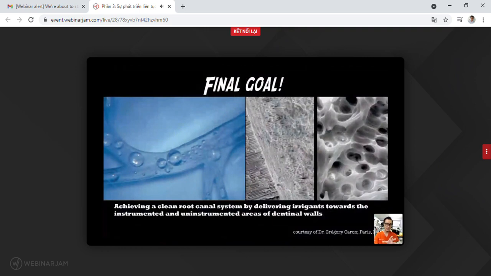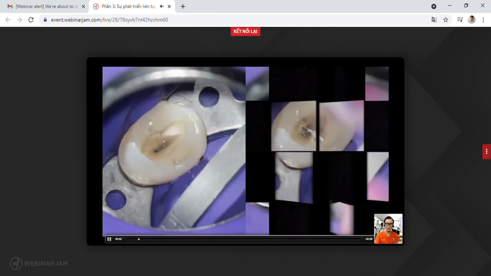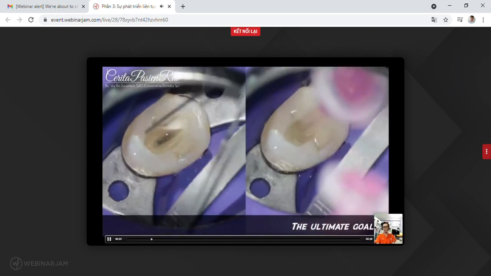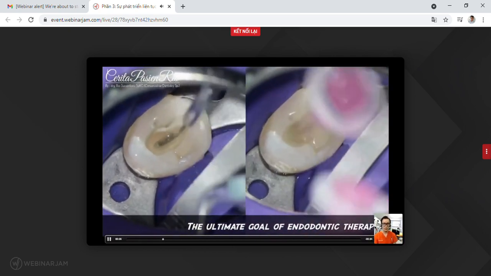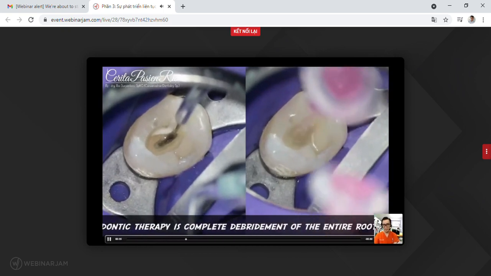Because the final goal of our endodontic treatment is to achieve complete disinfection and cleaning of the root canal walls, the root canal dentin, before the root canal is fully obturated by gutta percha. These are the methods I use in my daily practice. We have two means of agitation, two techniques. First, sonic, and second, ultrasonic.